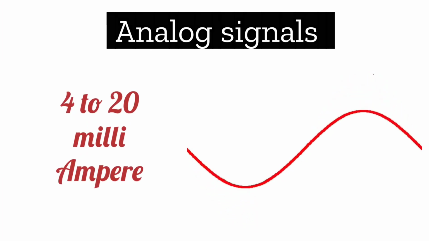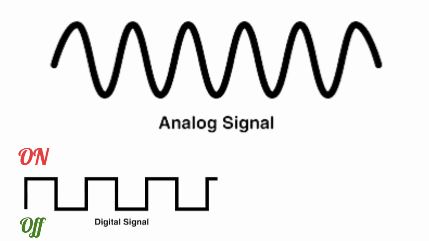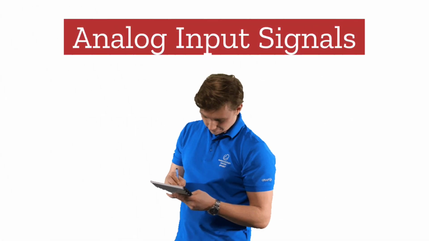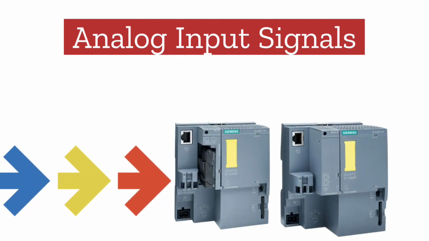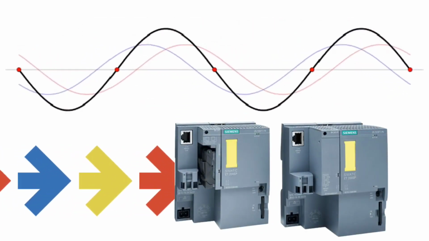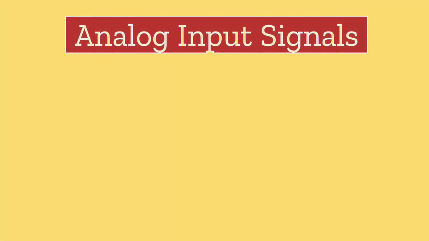20 milliamperes signal. Digital signals are simply on or off signals, but analog input signals vary in a range. So, analog input signals means received signals that continuously vary in a range. Let's come to the analog input signals examples.